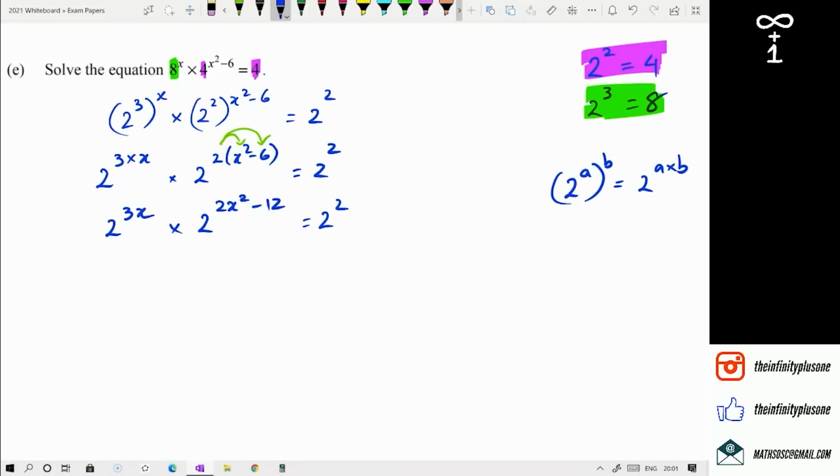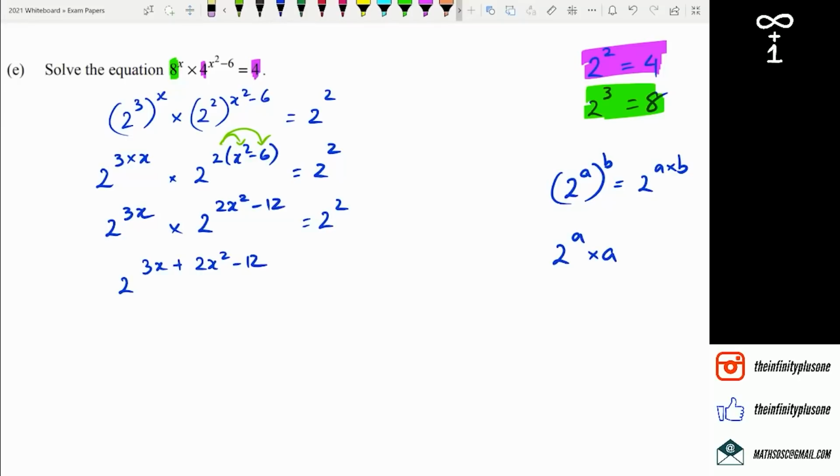Now, remember, when we have two bases that are the same, the powers actually end up getting added up if we're multiplying those variables. So in this case, we're going to get 2 to the power of 3x plus 2x squared minus 12. Just in case you forgot that, remember, 2 to the power of a times 2 to the power of b equals 2 to the power of a plus b. That's all I've done in this line here. All of this is now equal to 2 squared.